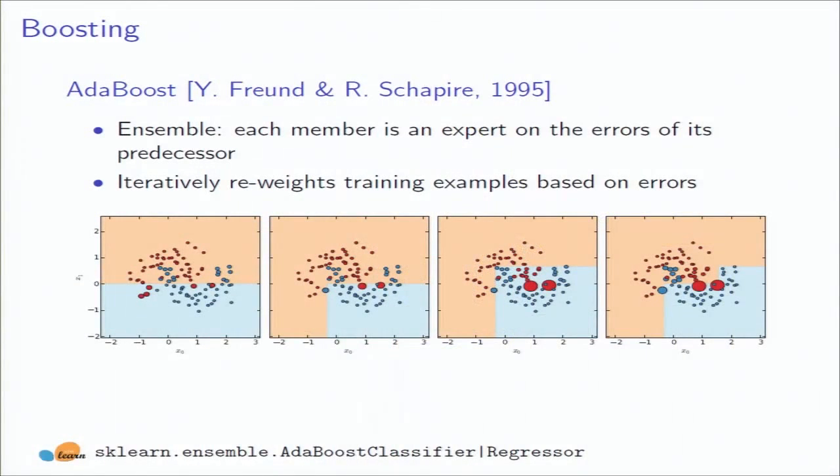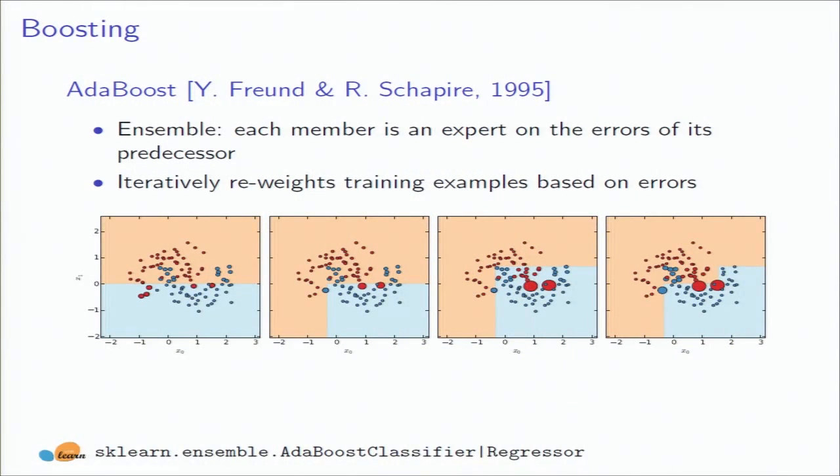So, boosting, what is boosting? As I said before, boosting is an ensemble technique, and it differs quite a lot from other ensemble techniques in the way it learns the ensemble. You can think of an ensemble as basically a mixture of experts. Boosting learns this ensemble sequentially, in a stage-wise manner, where each member of the ensemble is an expert on the errors of its predecessor. One of the first practical boosting algorithms was AdaBoost, for adaptive boosting, by Yoav Freund and Rob Schapire. The way it works is that it iteratively reweights the training examples based on errors.